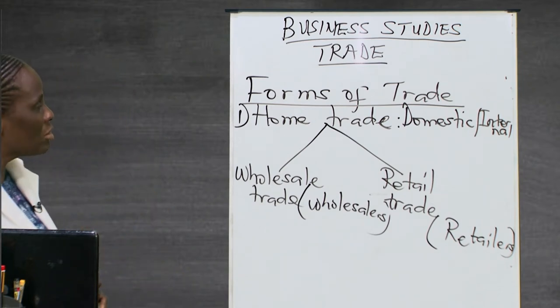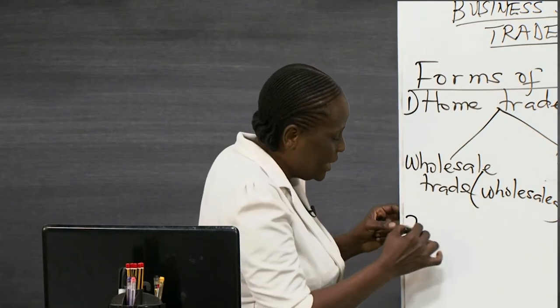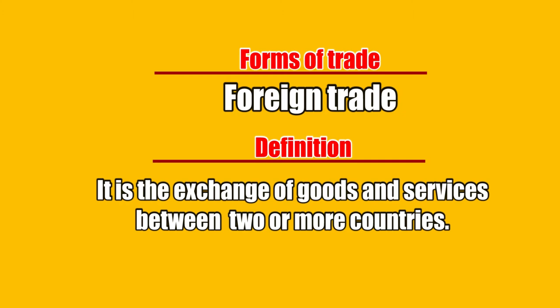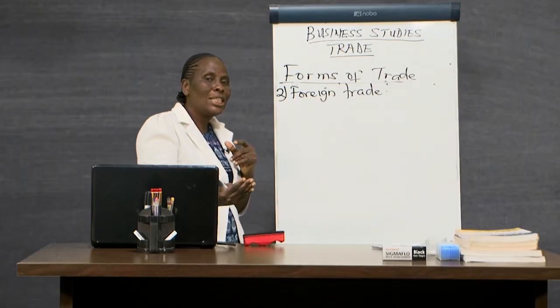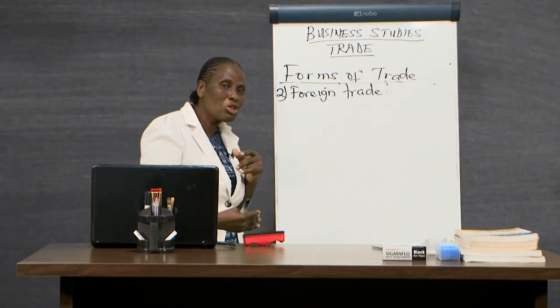Now, the other form of trade is foreign trade. And the foreign trade is the buying and selling of goods and services between two or more countries. Now, the trading activity is going beyond a particular country. It is no more within a country.